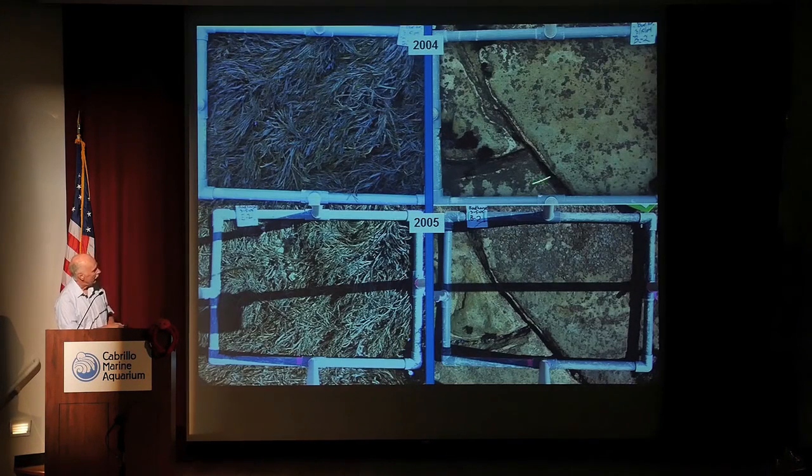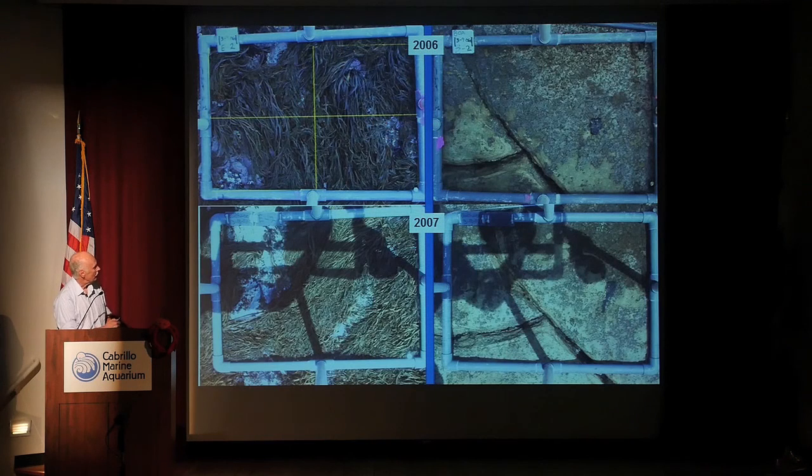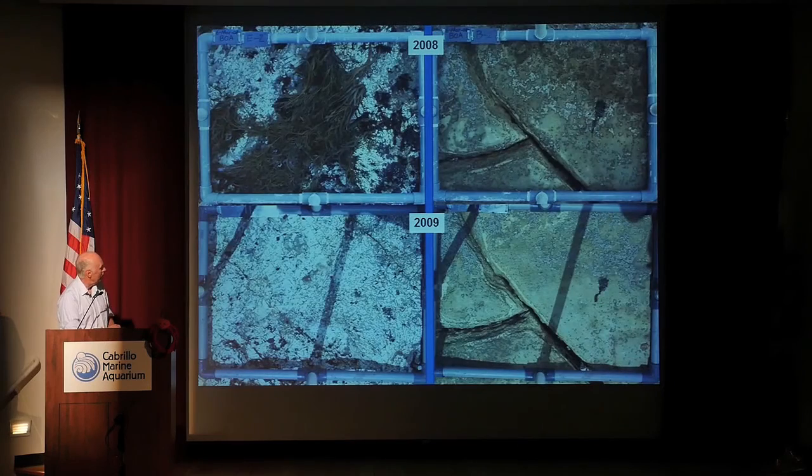2004, still all rockweed. We got pretty much the same here in barnacles. 2005, same. 2006, the same, except that all the barnacles have come back in the barnacle plot. Really, just in 1 year, barnacles came back. 2007, rockweed's starting to go away over here. Still got lots of barnacles over there.